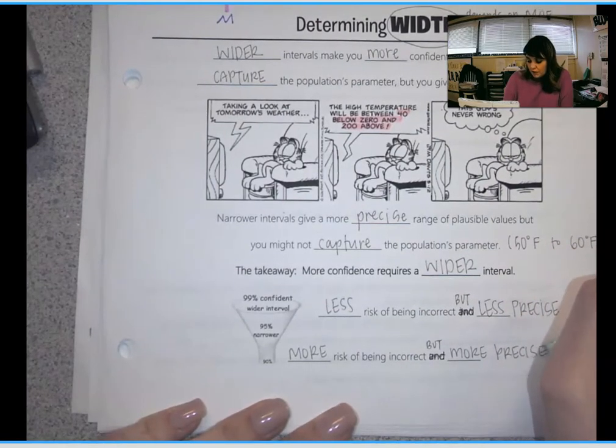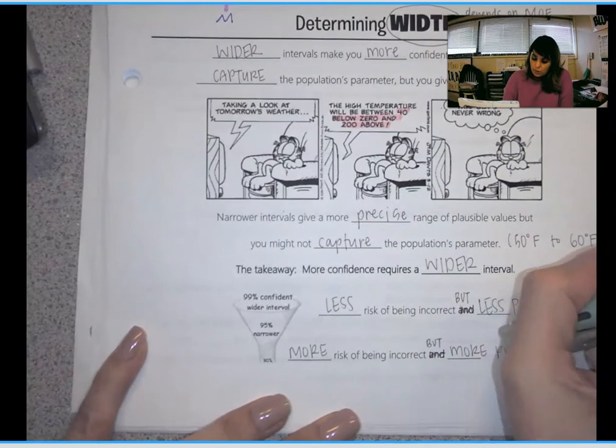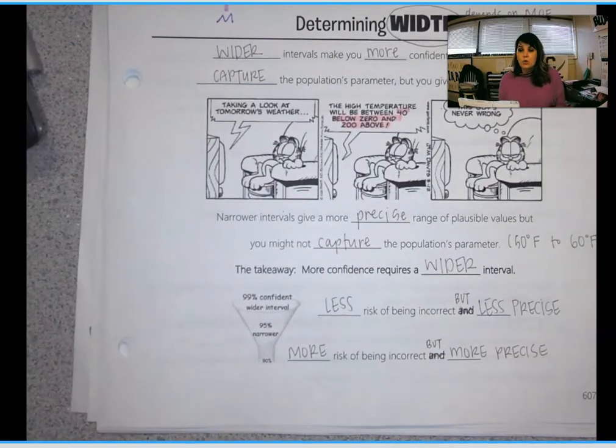So often you're balancing which one is more important. Is it more important to be certain, or is it more important to be precise? And that depends on what your job is, what you're investigating, what inferences you're trying to make. If it's a life or death situation, you're going to want to be more precise. If it's a cost situation, it's probably better to be certain.